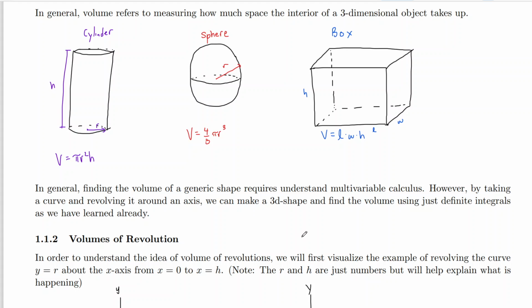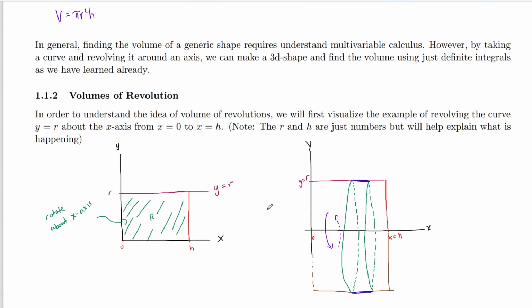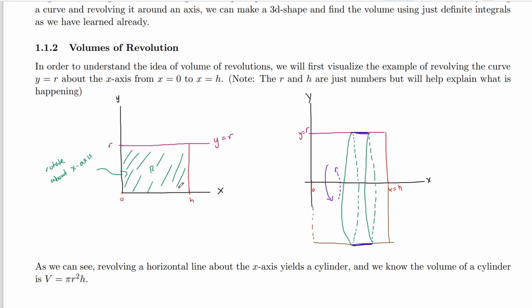Right. So the idea is we're going to take regions, things that we were doing last section to find the area of, but instead of finding the area, we're going to rotate a region around an axis. So in this visual, I'm taking this R here and rotating it around the x-axis. And so that's why I have these arrows here.